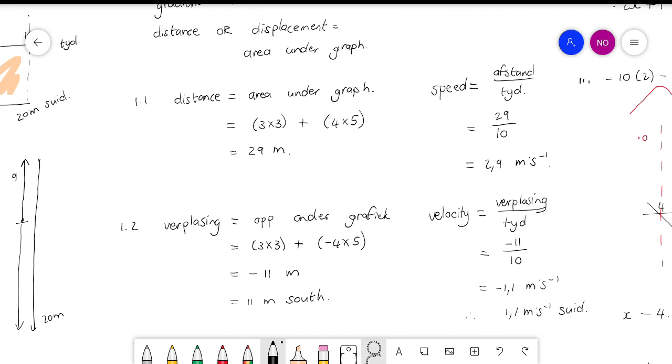Is julle wakker? Dis maandag, julle kan nie nou al moeg wees nie. Maar nog 'n hele week voor ons. Number 2.